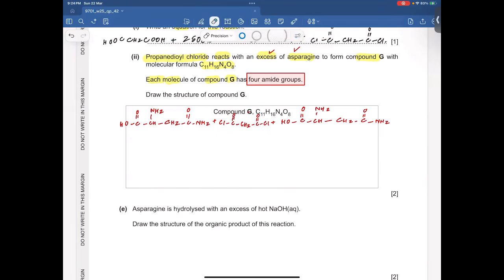And guys, I need to swap these two groups. Okay. So that we can have a reaction between acyl halide and amine. See, acyl halide can react with amine.